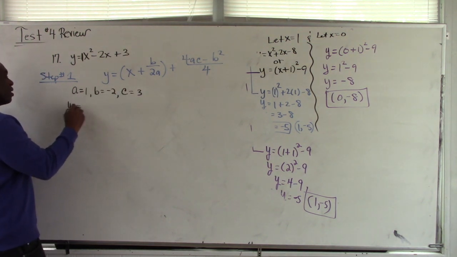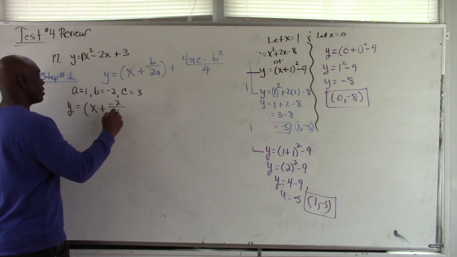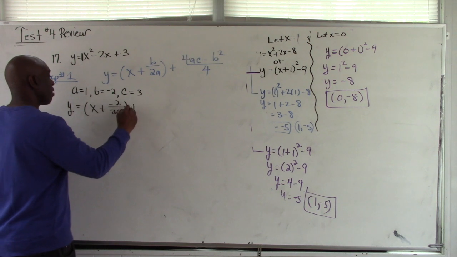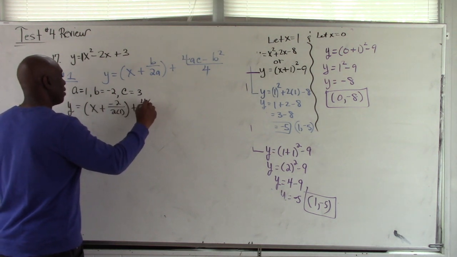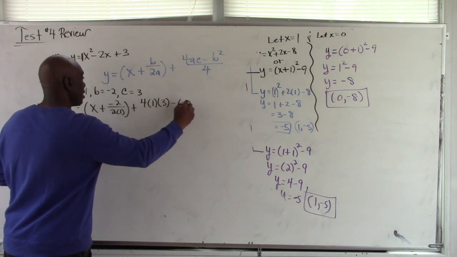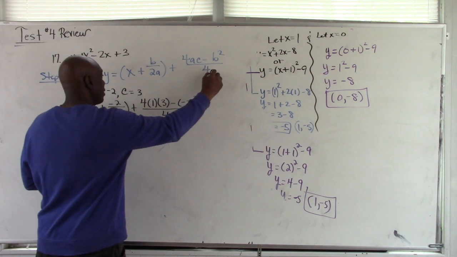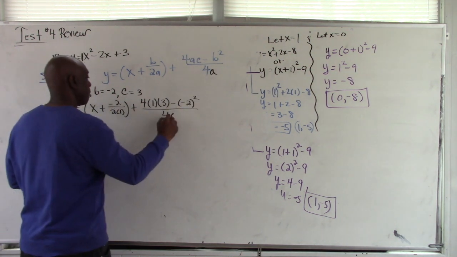So y is going to equal x plus negative 2 over 2 times 1, plus 4 times a, which is 1, times c, which is 3, minus negative 2 quantity squared, all over 4a, all over 4 times 1.